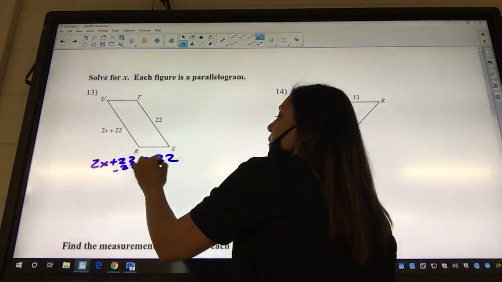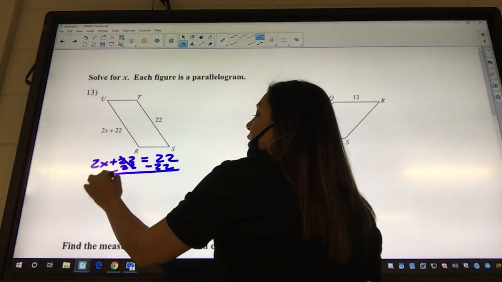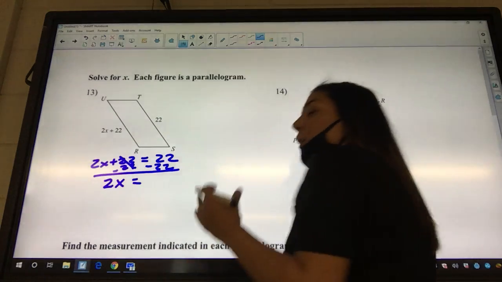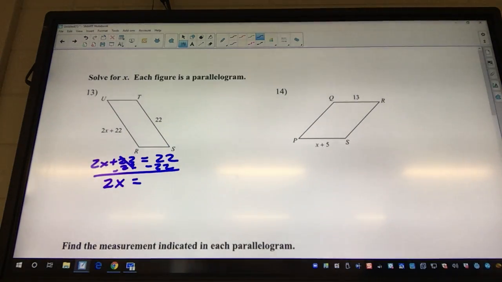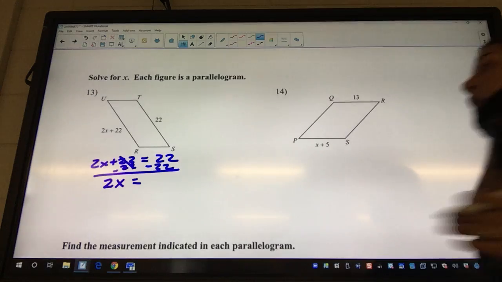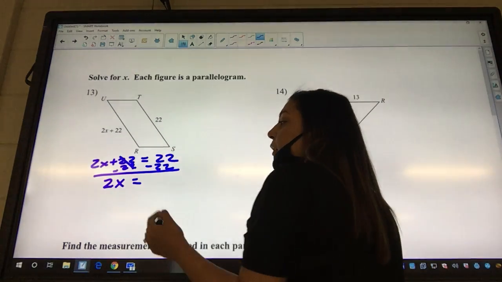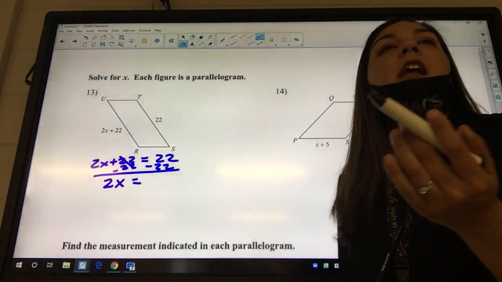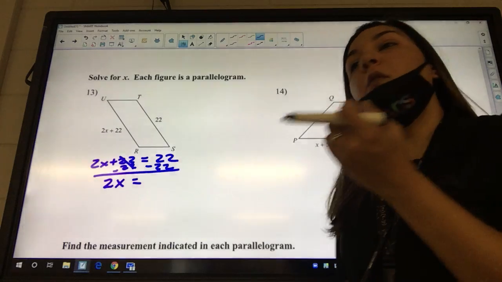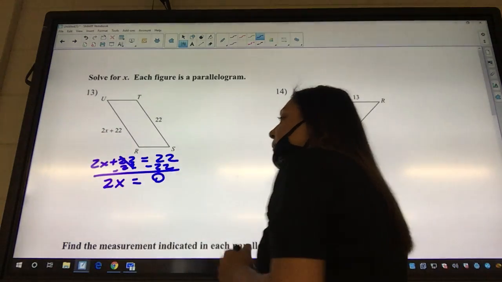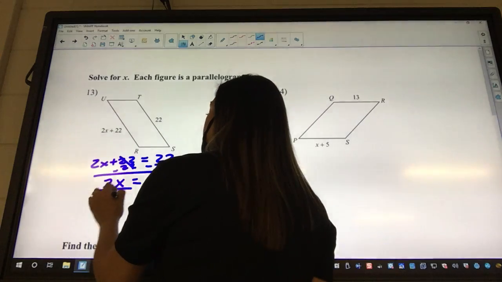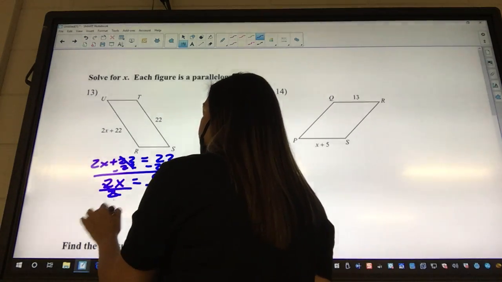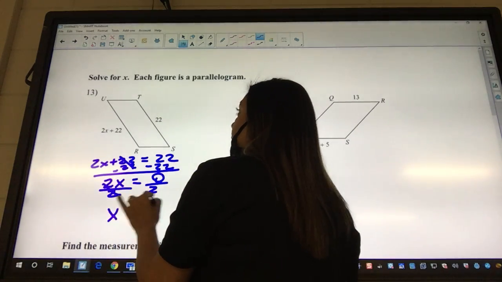Minus 22. Okay, so I got 2x equals, and this always screws you guys up, okay? If something equals 0, put 0 there. What's 22 minus 22? Yeah, so some of you guys will cross this out, and then you don't have a number there, and you're like, what? I don't know what I'm doing. Okay, think about what you're doing. Put the dang 0 there. Okay, and then we divide by 2. 0 divided by 2 is 0.